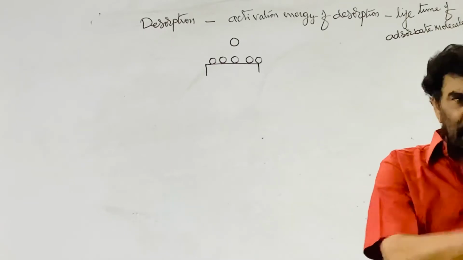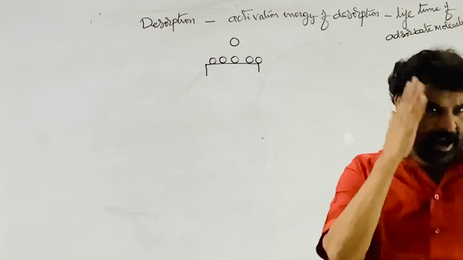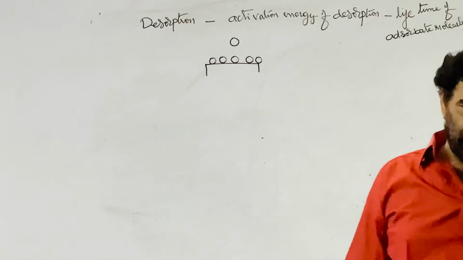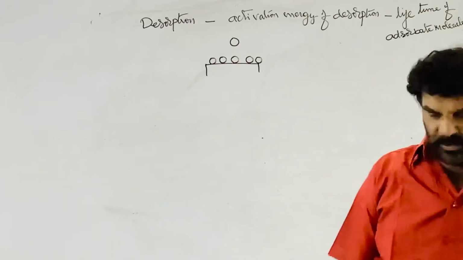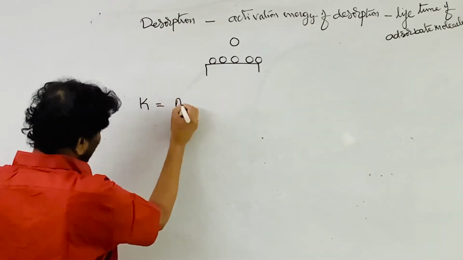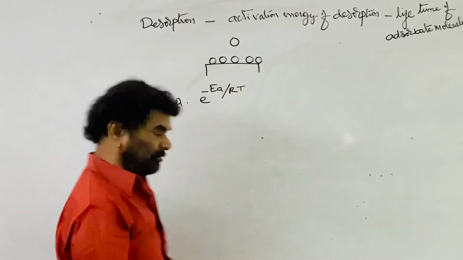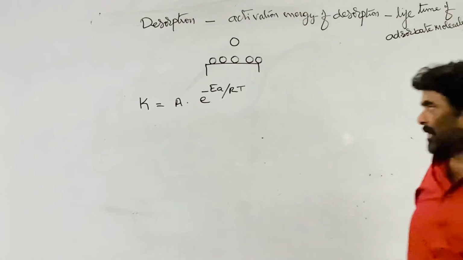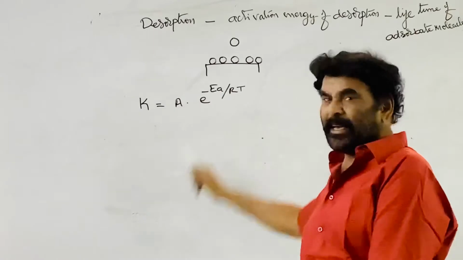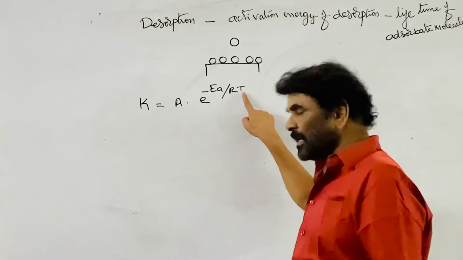This desorption process or adsorption process obeys the Arrhenius type equation. You know, for kinetics, the Arrhenius type equation is K = A e^(-Ea/RT). K is the rate constant of the reaction, A is the pre-exponential constant, Ea is the activation energy of the forward reaction, and T is the temperature of the system.